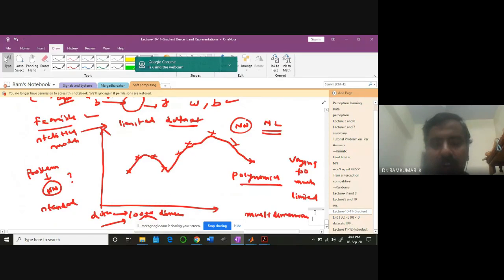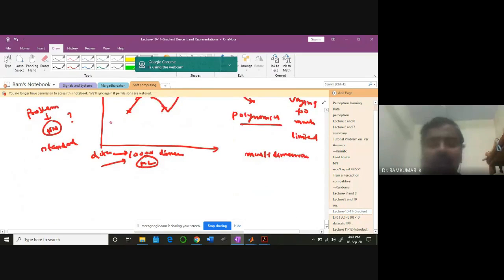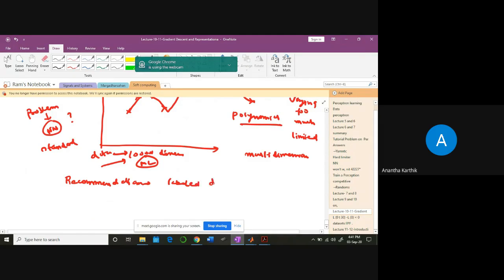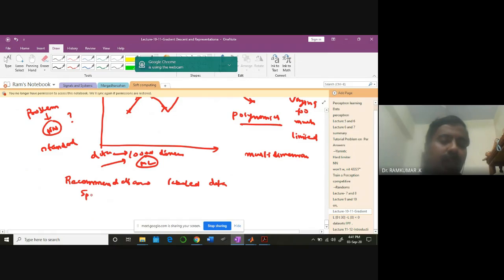Because Google, Facebook and all, nowadays they are giving a lot of recommendations. These recommendations, they are doing only with the help of data, labeled data. And identification of spam mail, again, it's only with labeled data.